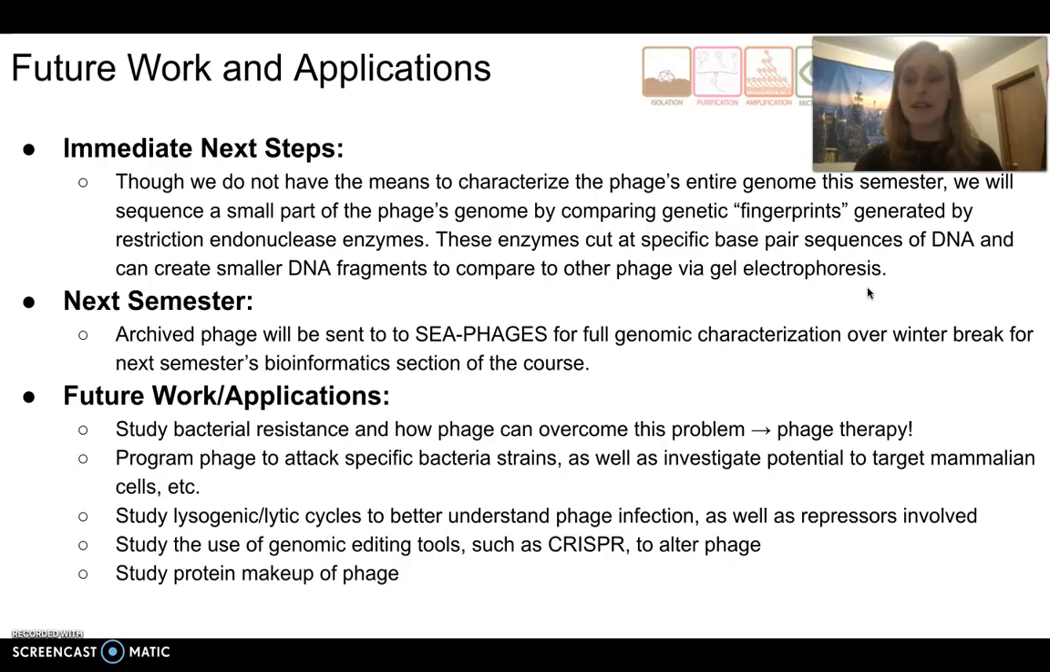And looking at future work and applications, if we were to keep working on this project, we could study bacterial resistance and how phage can overcome antibiotic resistance, and phage therapy. You can program phage to attack specific bacterial strains and investigate the potential to target mammalian cells. You can study the lysogenic and lytic cycles to better understand phage infection. You could use genomic editing tools such as CRISPR to alter phage, and you could also study the protein makeup of phage. There's a lot of different avenues that you could continue work with after this semester.